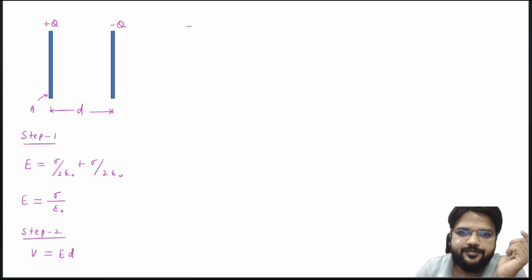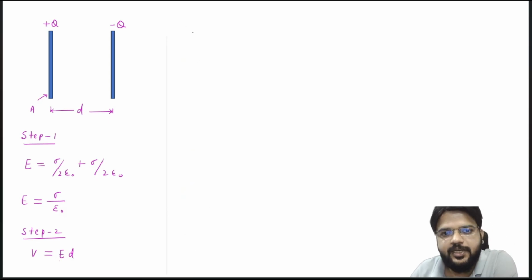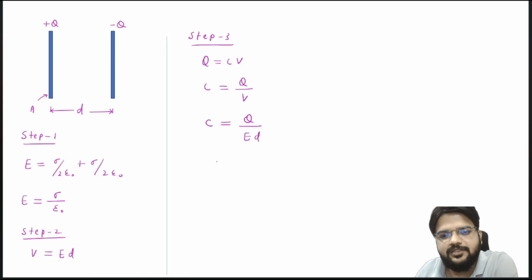Now the next thing, let's see. Step 3. We know that Q equal to CV. So from here C equals Q by V. Correct? So V we already have, it is ED, and E also we have, it is sigma by epsilon naught, multiplied by D. So this thing we are getting.